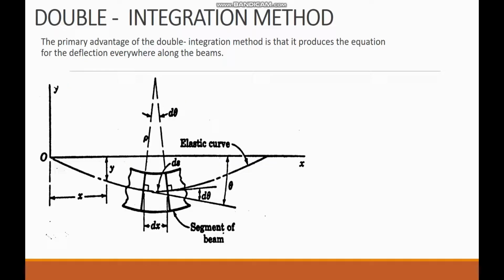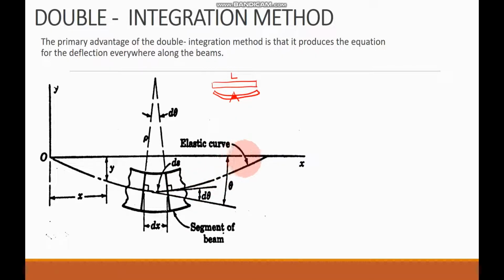So for the double integration method, the primary advantage is that it produces the equation for the deflection everywhere along the beam. So we have here a beam, for example, with a certain length, and then nagkaroon siya ng deflection. Ayan. So kumuha lang tayo ng small portion or a portion of the beam. So this is now the exaggerated deflected beam, or the exaggerated diagram that shows the deflected beam. So, nag-exaggerate lang natin yung deflection ng beam para makita nyo yung difference.